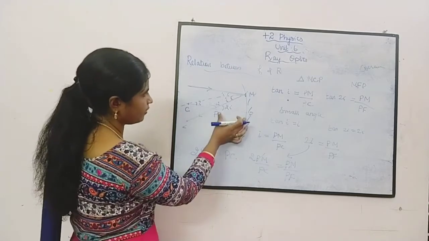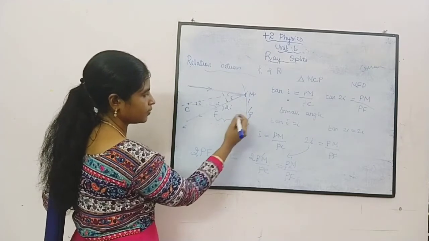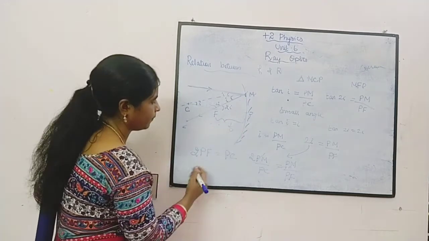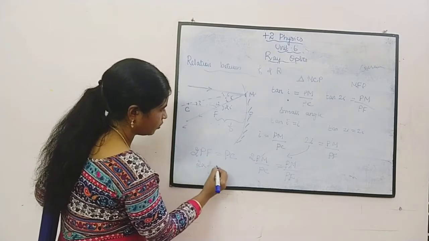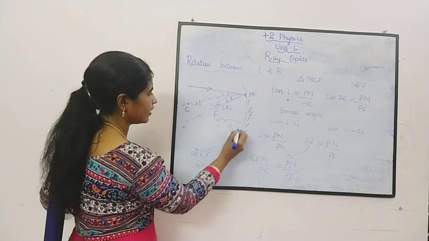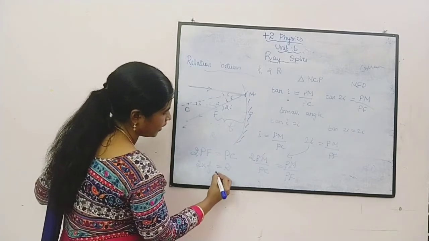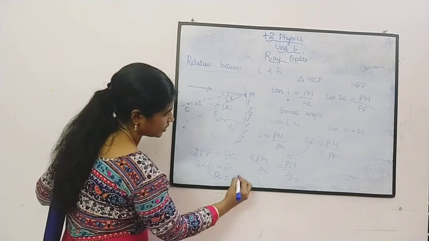Okay. What is PF? PF is the distance between focus and the pole, that is the focal length. Okay. So 2 into F equal to what is PC? Distance between pole and C is called the radius. Okay, that is equal to R. So I can write radius is equal to twice the focal length.